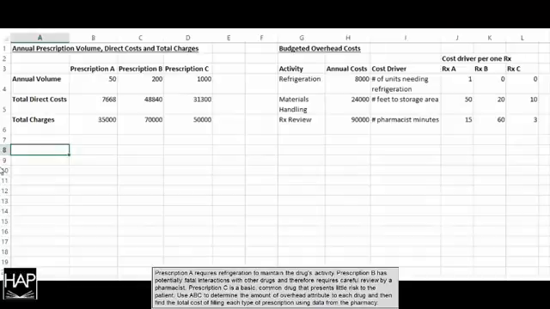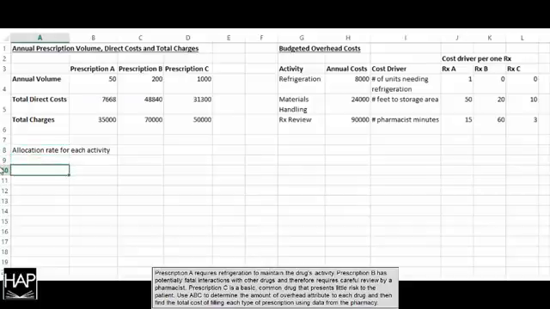I've been given this information from Mapleview Hospital's pharmacy to look at how we can allocate the cost of the different overhead activities for the prescriptions. The 3 activities I'll be allocating the cost for are refrigeration, materials handling, and prescription review. So in order to allocate the cost, I first need to determine an allocation rate for each different activity.